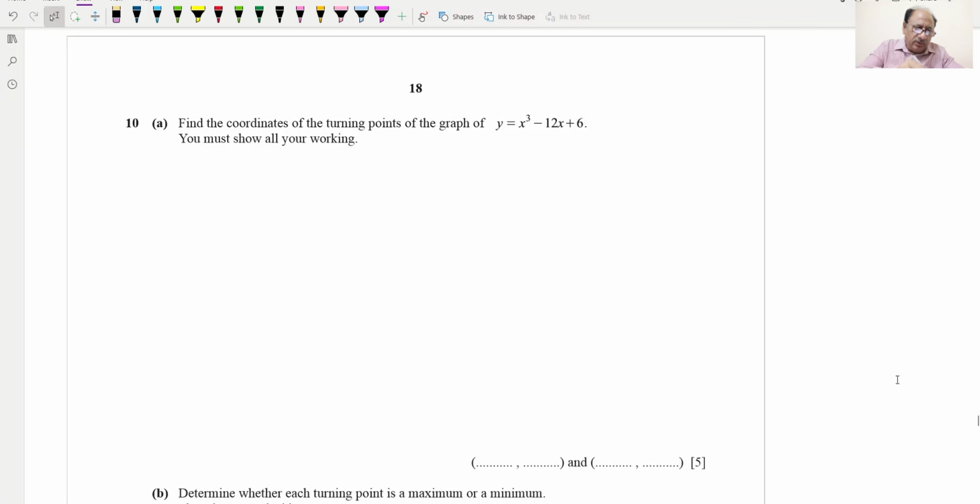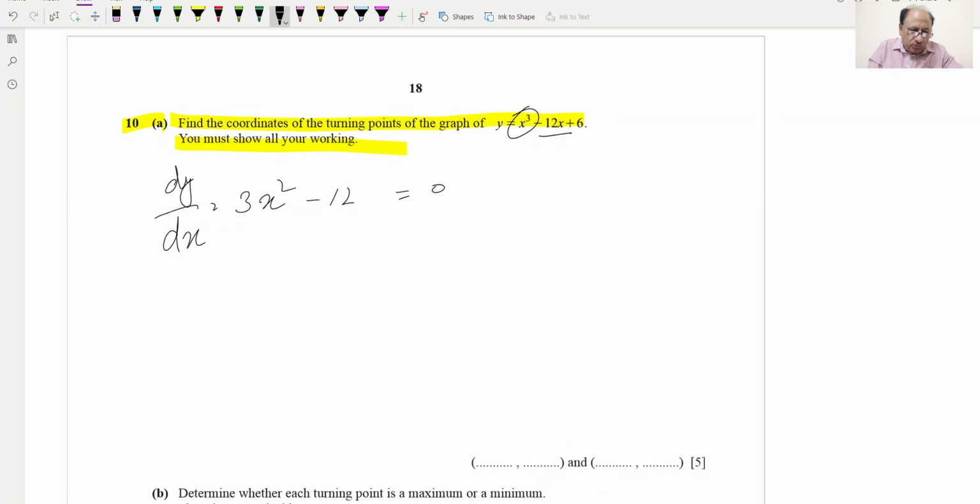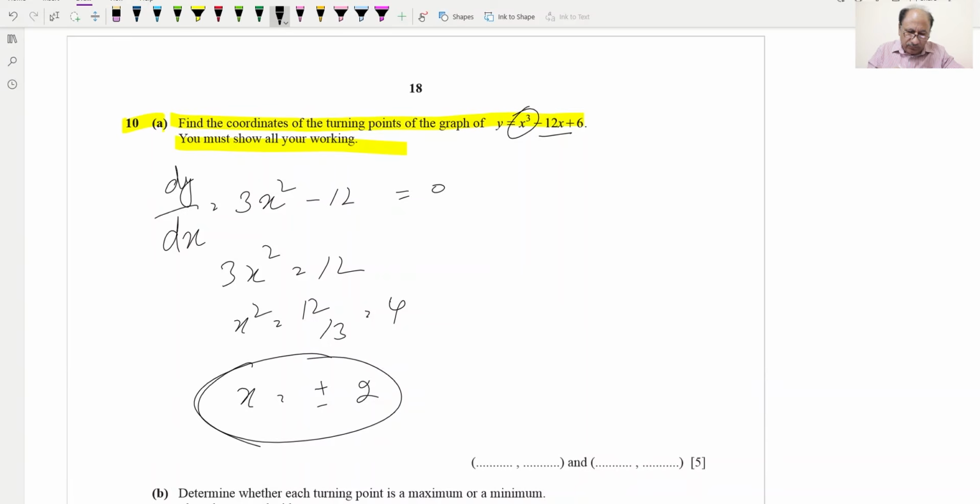Now question number 10. Part a: find the coordinates of the turning points of this curve. Show your working. So we will find dy by dx, the derivative, for the turning points, and equate it to 0. The derivative of x cubed will be 3x squared, and the derivative of minus 12x will be minus 12, and we will put it equal to 0 for the turning points. So 3x squared is equal to 12, x squared is equal to 12 by 3, which is equal to 4. So x squared is equal to 4, and x will be equal to plus minus 2.